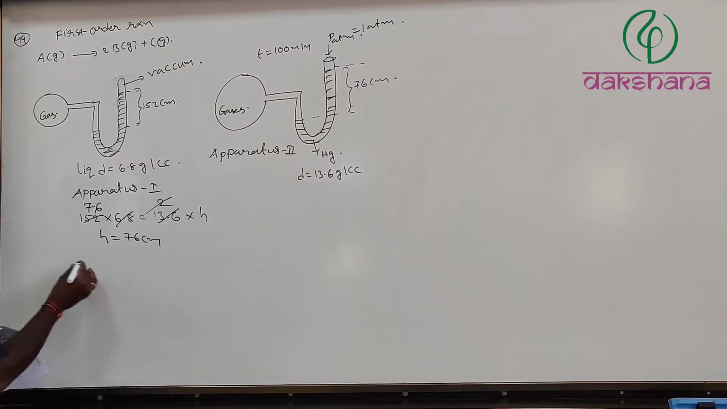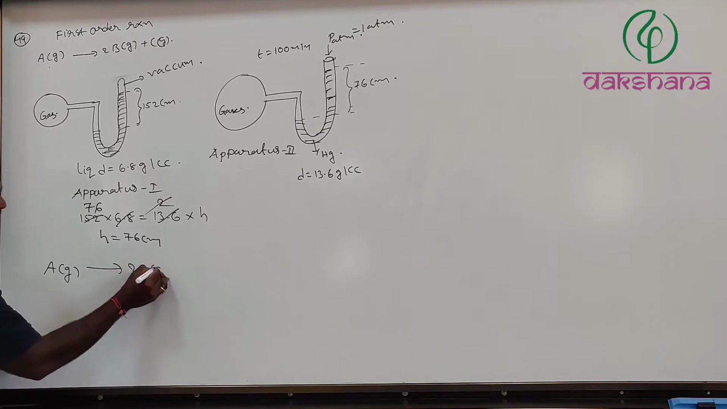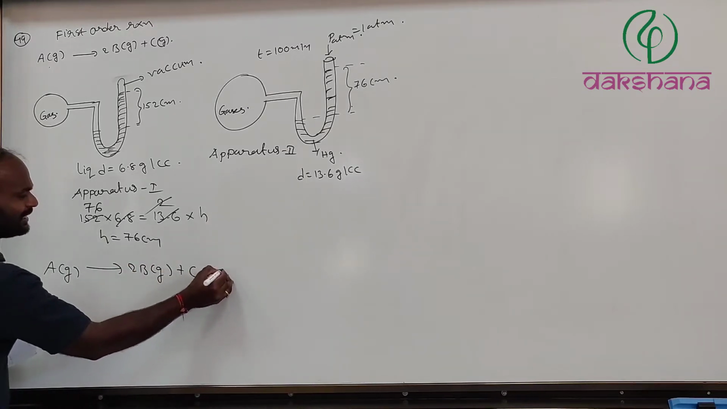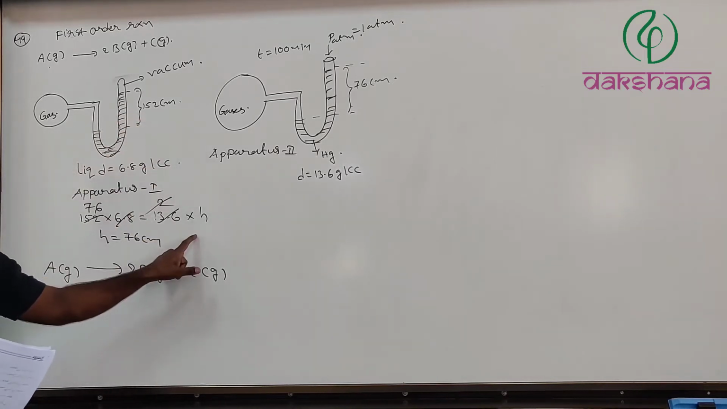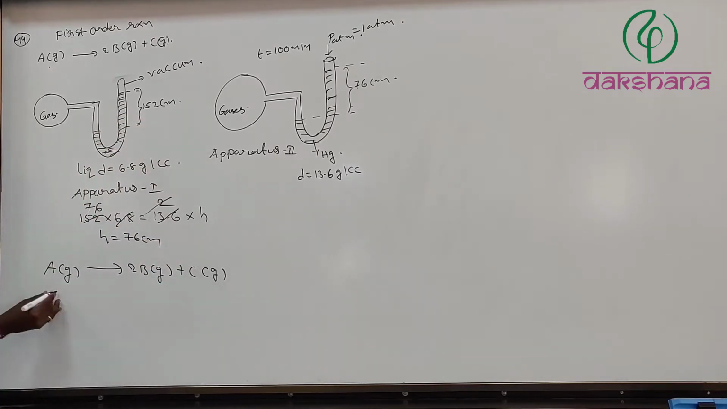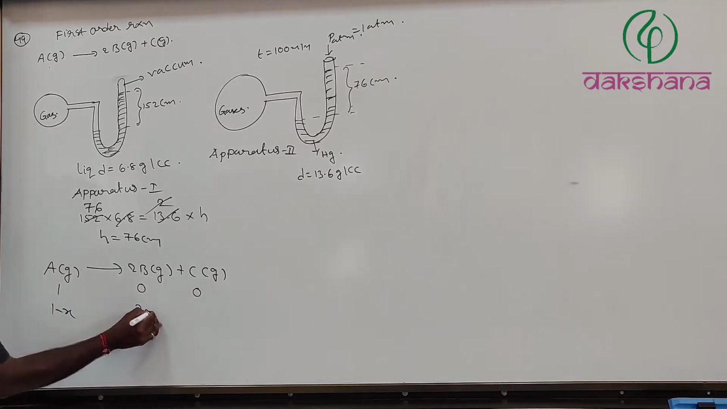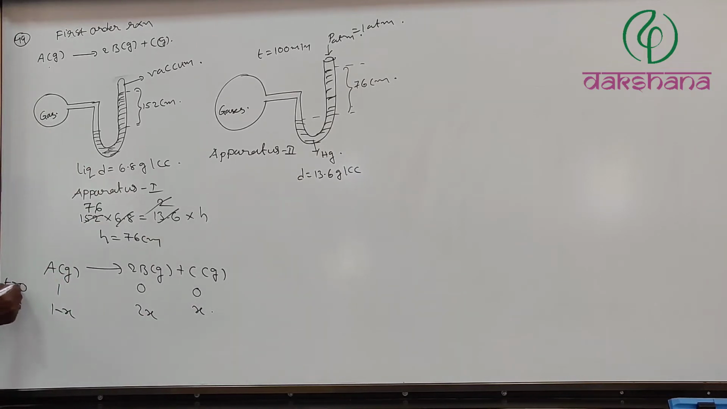For a reaction of A gas gives rise to 2B gas plus C gas, when you filled this one with the mercury, the initial pressure was coming out as 118. So for that: 1, 0, 0 initially, and 1 minus x, 2x, x. This is initially at time t equal to 0, and this is after time t seconds. Given that after 100 minutes, it is already given. Let us suppose this is at 100 minutes.